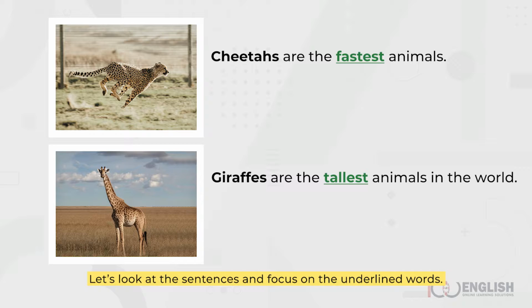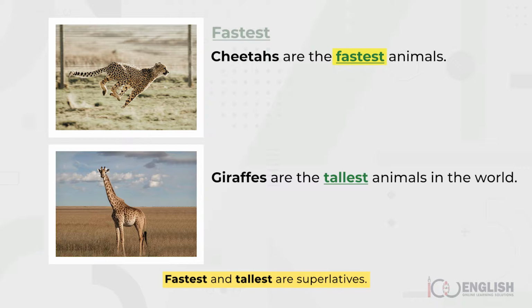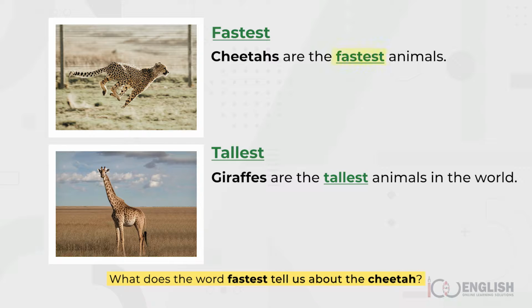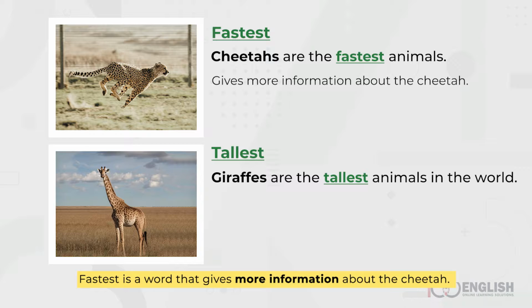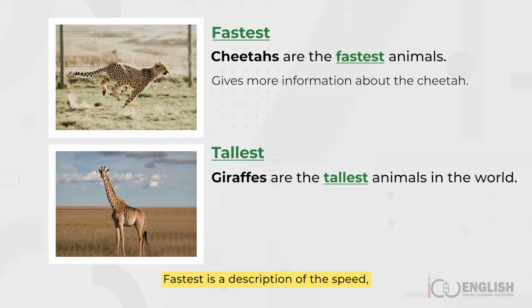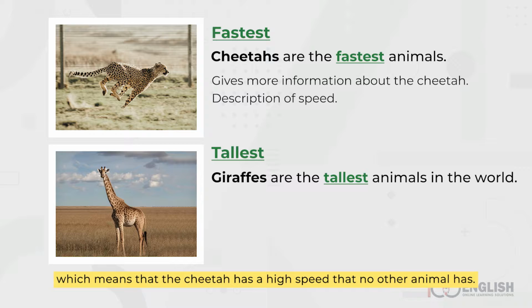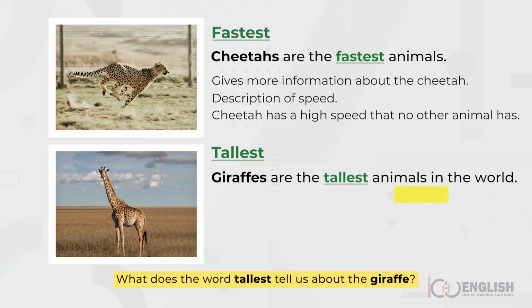Let's look at the sentences and focus on the underlined words. Can you find the superlatives? That's right, fastest and tallest are the superlatives. What does the word fastest tell us about the cheetah? Fastest is a word that gives more information about the cheetah. Fastest is a description of the speed, which means that the cheetah has a high speed that no other animal has.